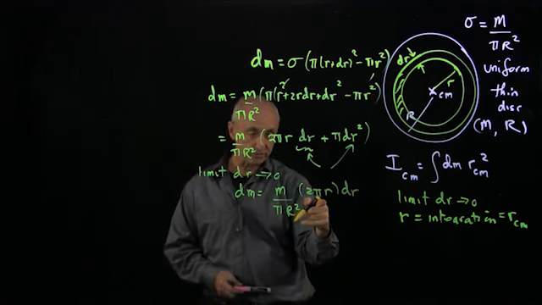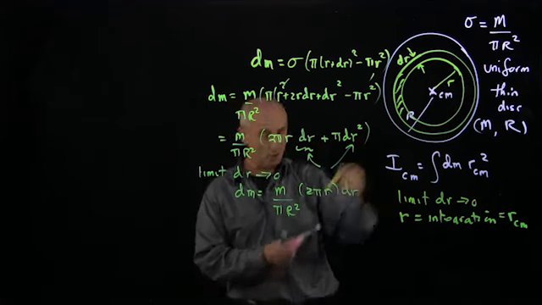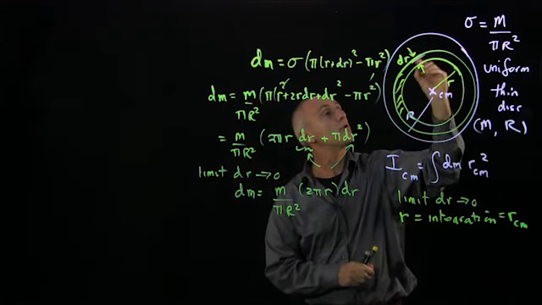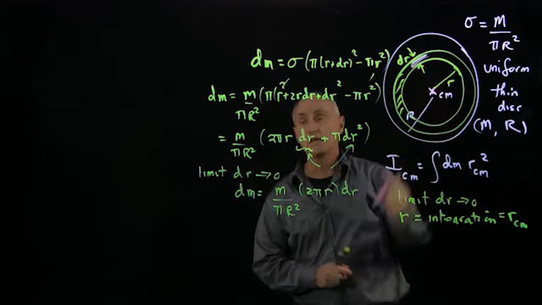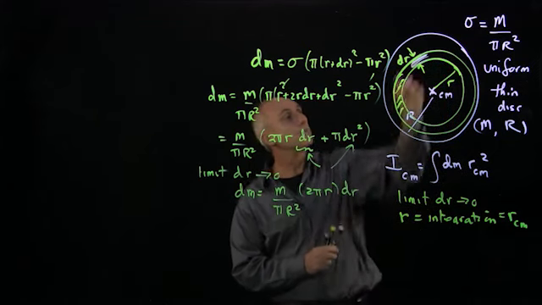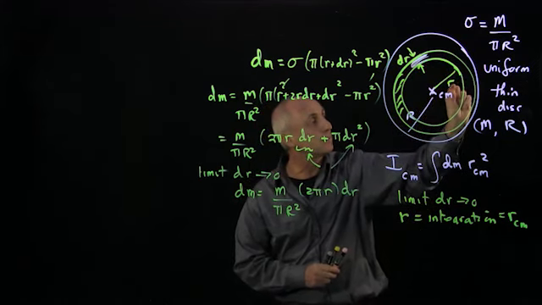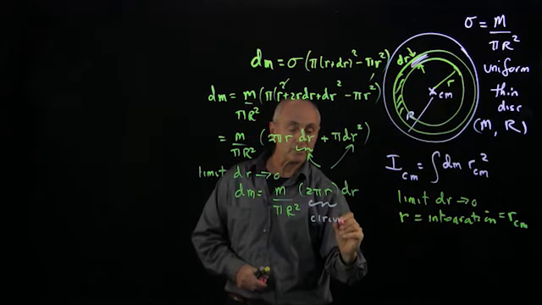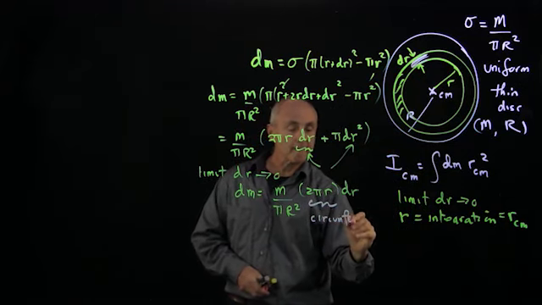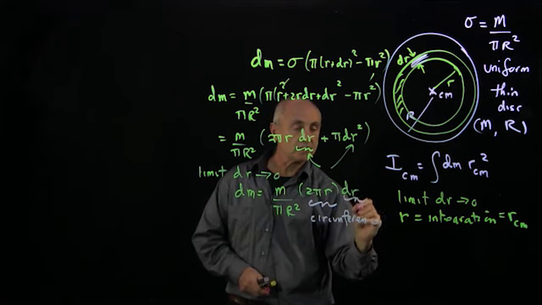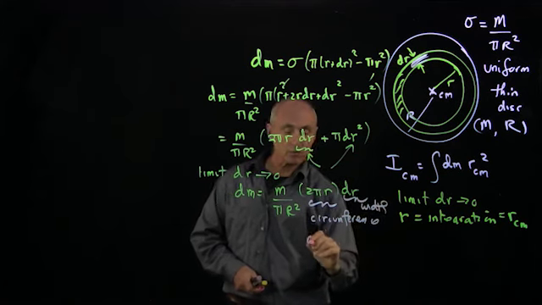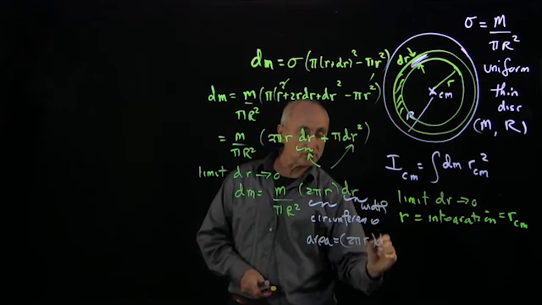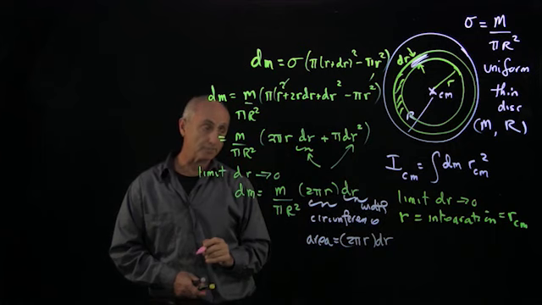Now, let's think about why this term makes sense. When we're shrinking our ring, taking the limit as dr goes to 0, and the ring just becomes an extremely thin ring at radius r, then this piece is the circumference, and this piece is just the width. And so it's no surprise that the area is 2 pi r times dr, in the limit.